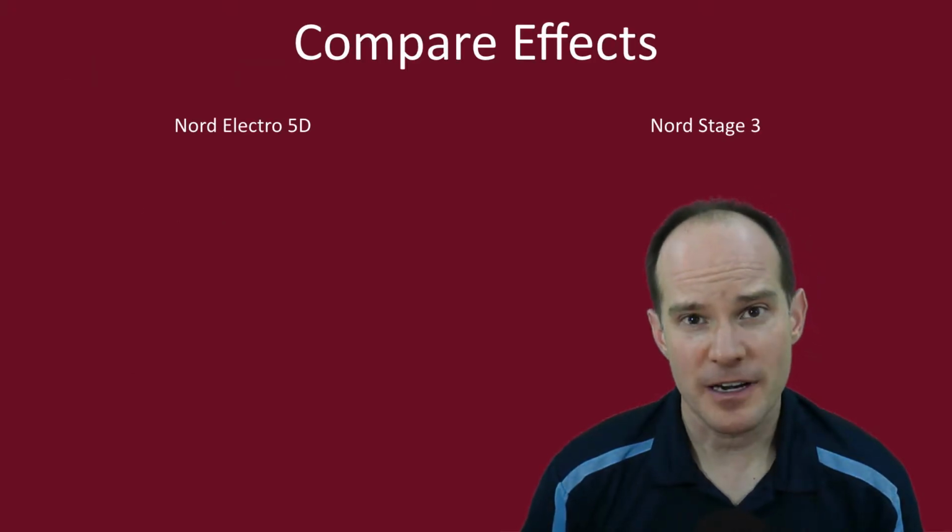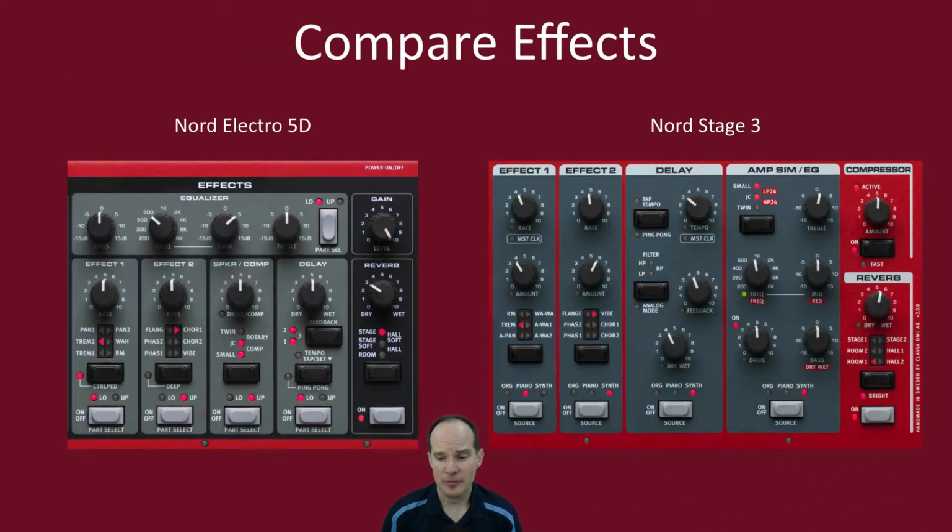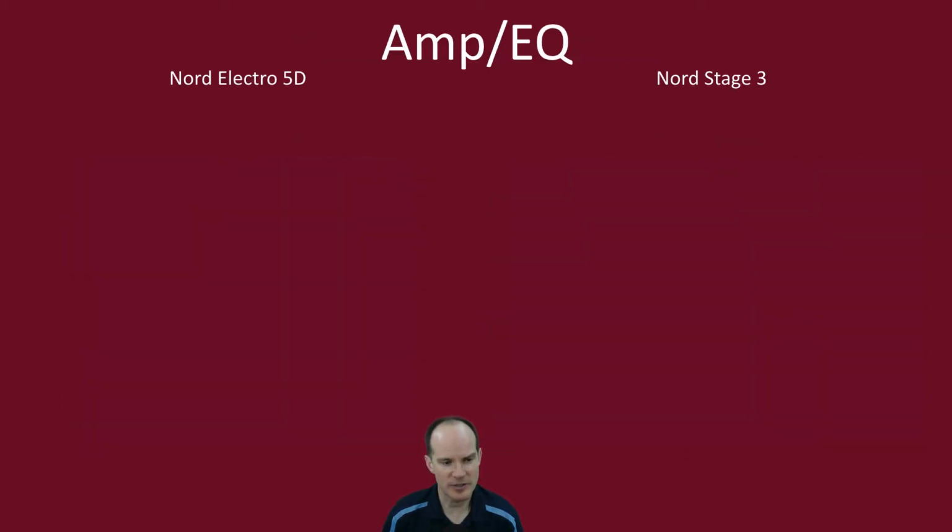On the left side of the screen, I have the Nord Electro 5D. On the right, I have the Nord Stage 3. In general, these effects are largely the same. And the good news is that you're not going to be missing any effect, really, if you buy either keyboard. But let's talk about some of the details between the two.